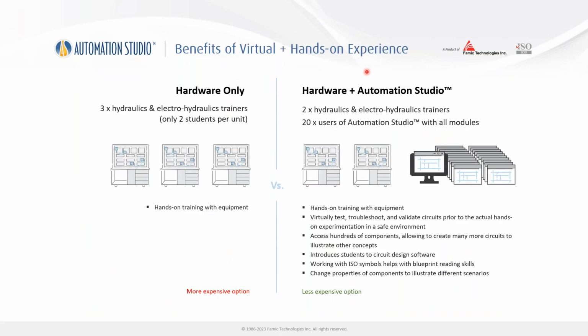So what are the benefits of virtual plus hands-on experience? If you are purchasing only hardware kits, for example, you are purchasing only three hydraulic kits, so only two students per unit can work on this. So it will be a more expensive option. But if you're purchasing two hydraulic kits plus 20 users of Automation Studio license, you will get multiple benefits, you can see here, and it will be a really affordable option.